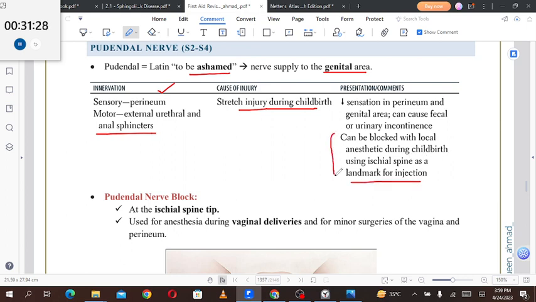We use the ischial spine as a landmark for the injection, and we can give pudendal nerve anesthesia in this region. The pudendal nerve anesthesia is not going to stop the uterine contractions or the pain of the uterine contractions. The pain of uterine contractions will still be there.